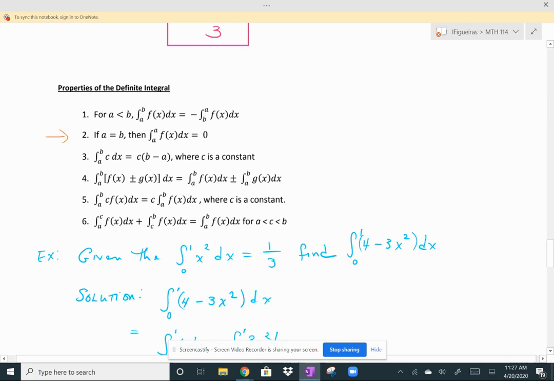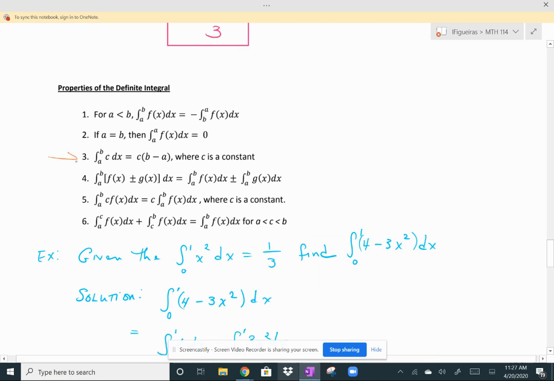The next one says, if a equals b, meaning your limit values are the same, then the integral from a to a of f of x dx is 0. This is a really convenient one for you to remember because sometimes your integral can look somewhat complex to compute, but your answer is really just 0 when your limits are the same. And that's because there is no area under a curve if you're just at a single point, not at an interval of values.